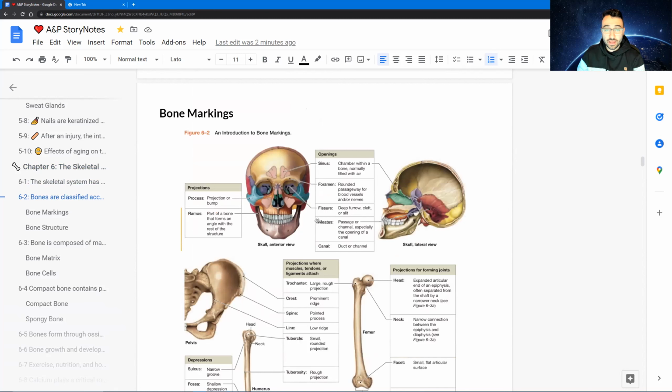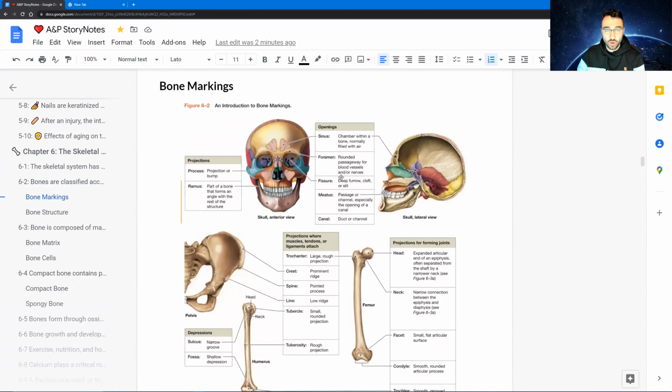All right. So then we have some bone markings. Openings of bones are going to be called foramens. Usually they're rounded passageways, and blood vessels and nerves are going to pass through those. Then chambers within bones themselves, and you can see that here in the skull. This is one of our sinuses. It's a chamber within the bone, normally filled with air. We have fissures, which are a deep furrow, a cleft, or a slit. We can see this here in the posterior of the occipital socket.